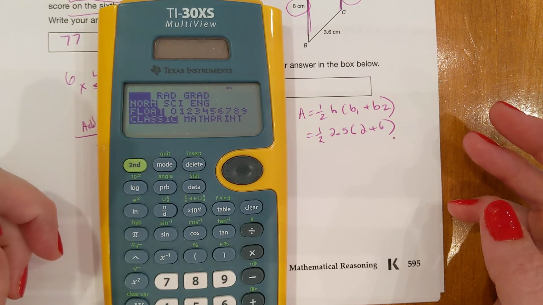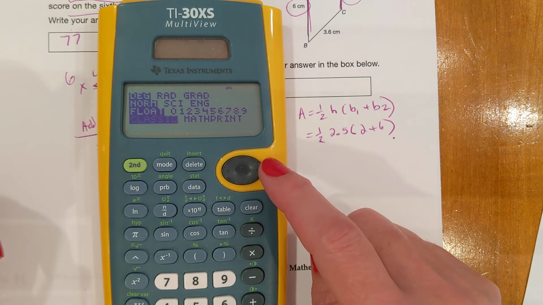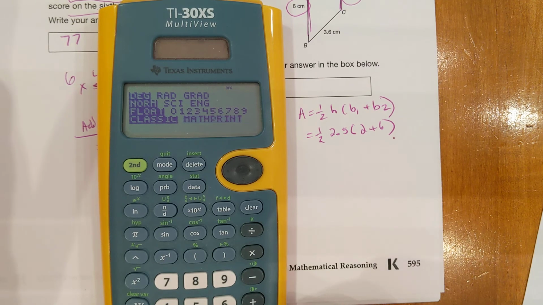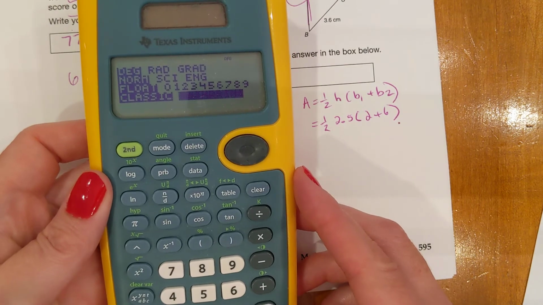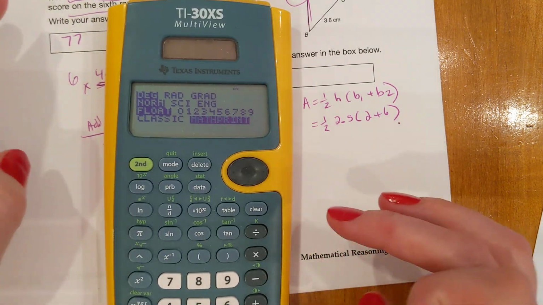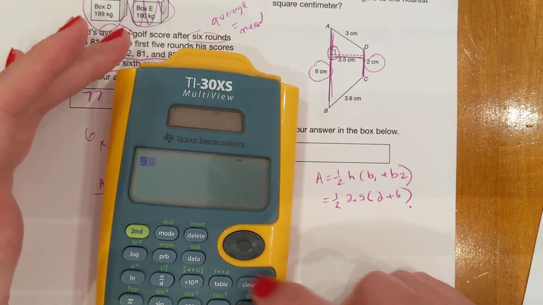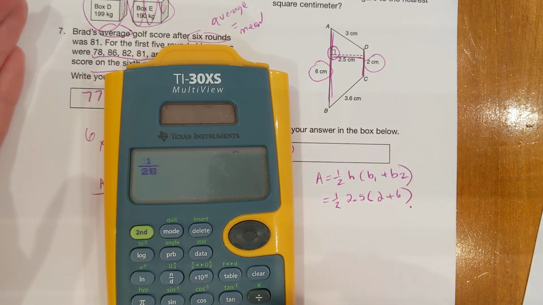So click on mode and toggle down to classic and math print, which are on the bottom row of mode. I'm going to go to the right and hit enter on that. And now it's in math print mode. And so hit any key to get out of that. And I'm doing it again. It makes prettier fractions. So 1, n over d, 2, toggle to the right, times 2.5, parentheses 2 plus 6, parentheses, enter, 10.